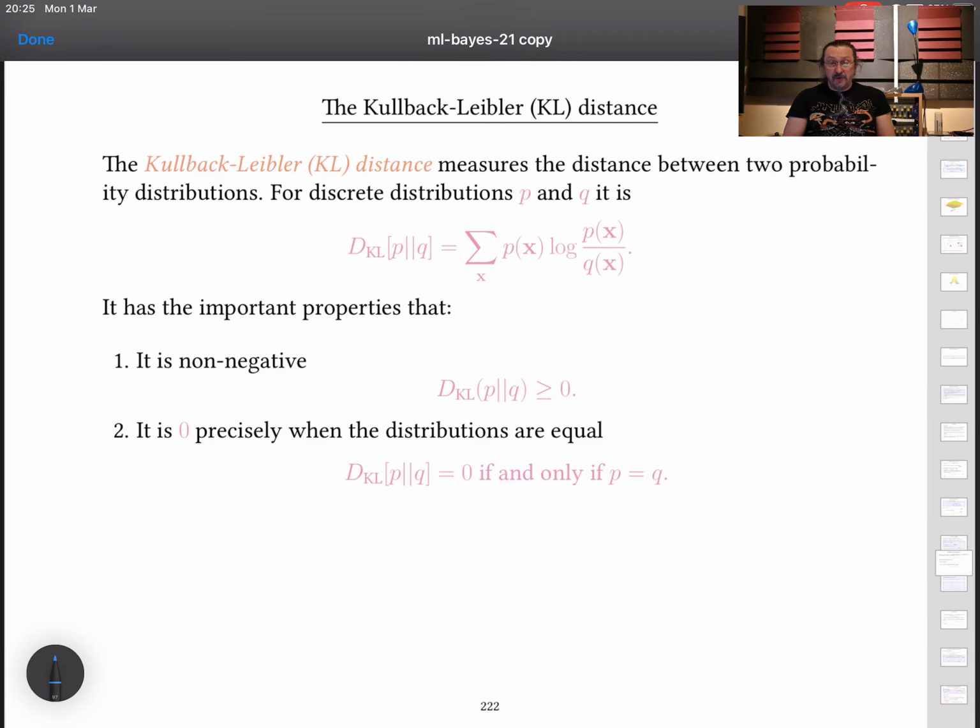It measures the distance between two probability distributions, and this is how it's defined. The negative on the previous slide comes from the fact that on the previous slide it has the form of log q(x) over p(x), not p(x) over q(x), and that minus 1 then comes out of the log and gives us a negative. The two properties that are important for everything that follows are that the KL distance is always non-negative, and that it's 0 precisely when the two distributions are the same. That's all we're going to need.